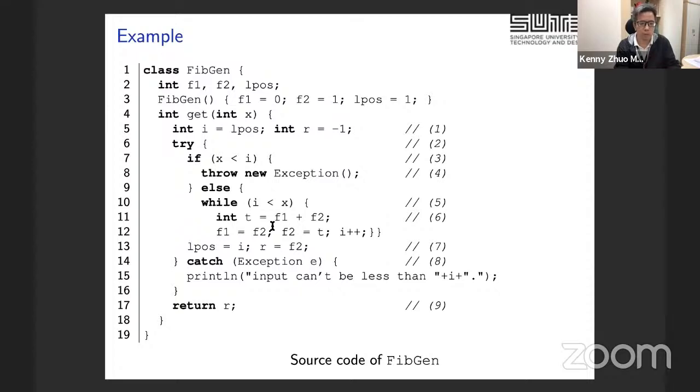Then we perform the classic computation of the sum of F1 and F2, and then swap it with F2, taking the original value of F2 into F1, and then increment I by 1. When we're done, we record I back into the last position variable, and we also save F2 as the result, and then finally return the result. So that is the Fibonacci generator.